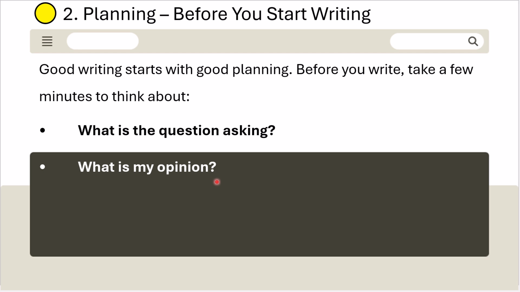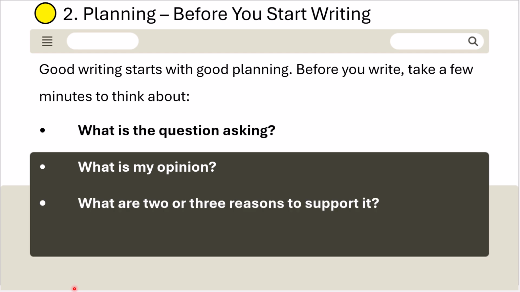What is your opinion? It's what is your opinion about that question? What are two or three reasons to support it? Keep in mind these steps. What examples can I give? Okay, so these are the things which you can keep in your mind before you start your writing. So always good planning, it's good writing. Okay, let's move on.